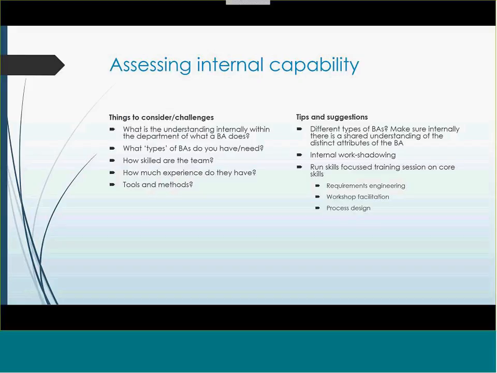What I've been doing, both at UAL and what I'm currently doing, is running skills sessions. It's easier for me to do that because I have a background in business analysis. It might be more challenging if you don't, but you need to find somebody either within your team or externally to run these sessions. Requirements engineering, workshop facilitation, and process design are the three main ones.